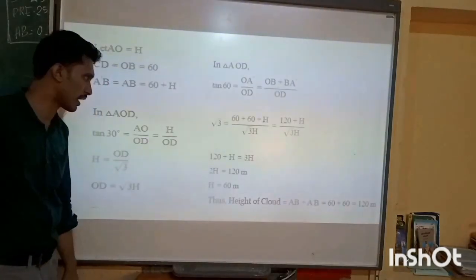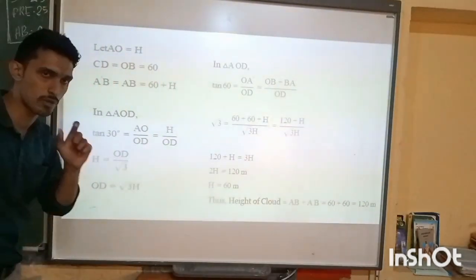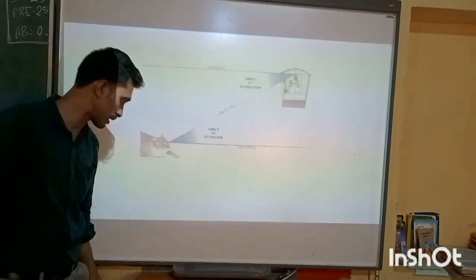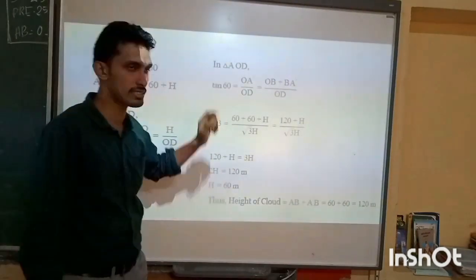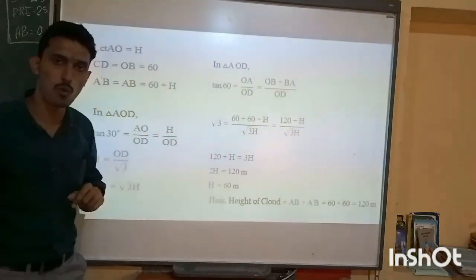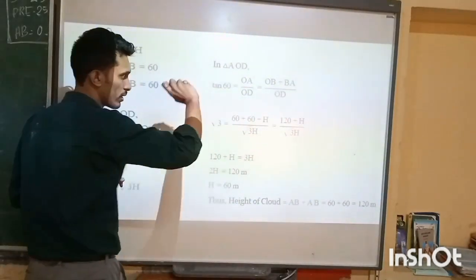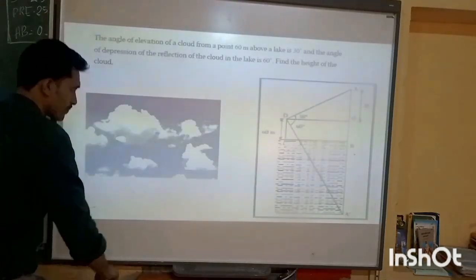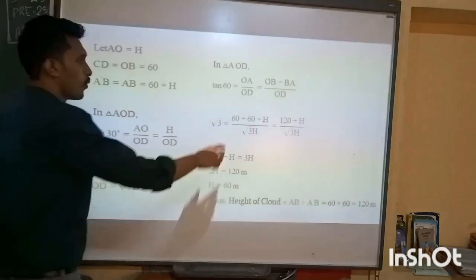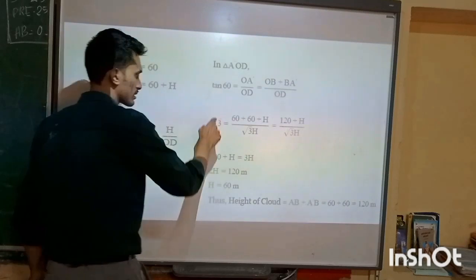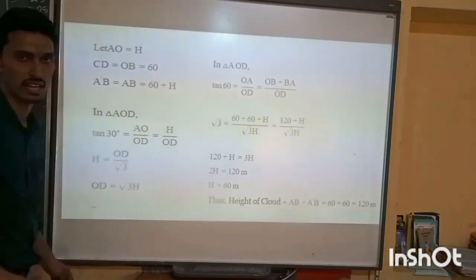So let us now add all these. Tan 60. Now we are taking tan 60 because the angle of depression is 60 degrees. From this example, I have proved that angle of depression will be equal to angle of elevation. So tan 60 equals OA dash by OD. Sorry, it is not OA, it is OA dash. OA dash by OD. This is the figure. So equal to OB plus BA by OD. Tan 60 equals root 3. So root 3 equals 60 plus 60 plus h by root 3 h.